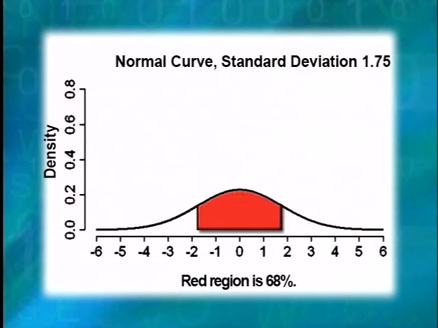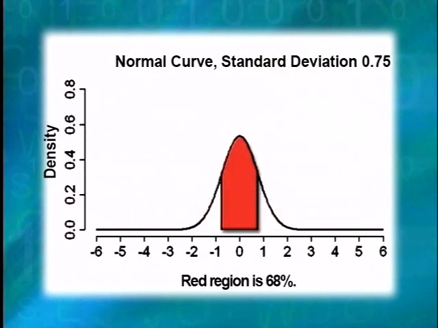Here's a standard deviation of 1.75, and so if we take the material that is one standard deviation below and above, it's still 68%. So the point is that if you look at a standard deviation of 0.75, that's a more peaked curve, still the material that's within one standard deviation of the mean is going to contain 68% of the material.